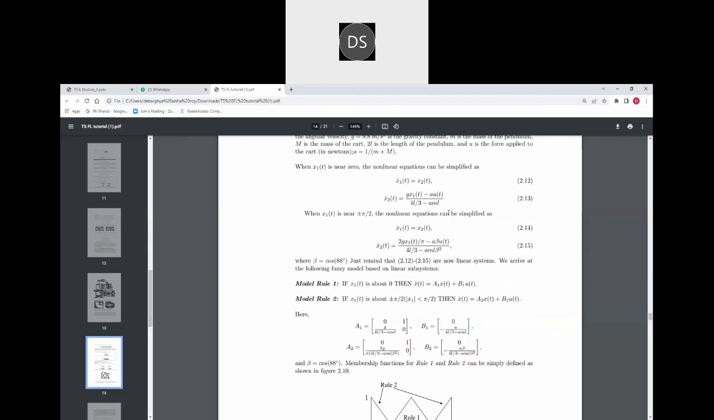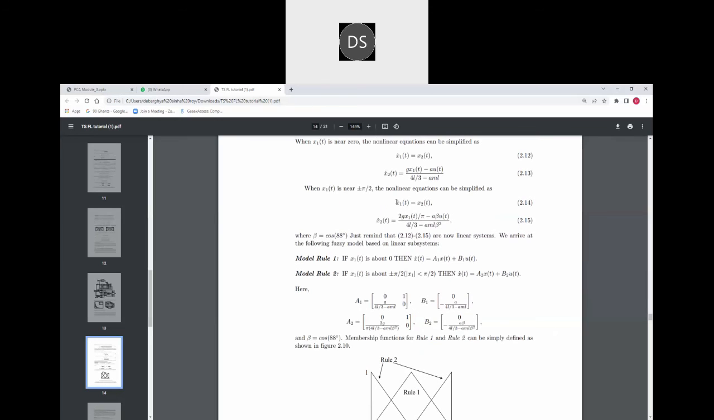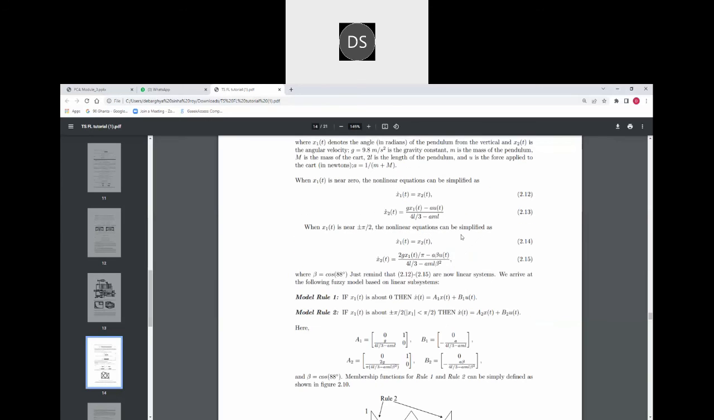Here we can see that the subsystem will be x1 dot is equal to x2, like 0 and 1, and this one will be g by 4L by 3 minus a m L. The x2 dot is not depending on any x2, so the x2 part will be 0. Similarly, from this equation we arrive at the subsystem A2. And here we can see there is another variable which is taken. It is beta.